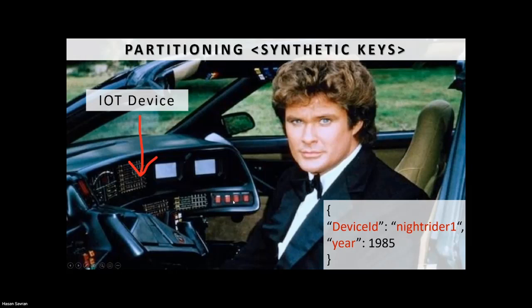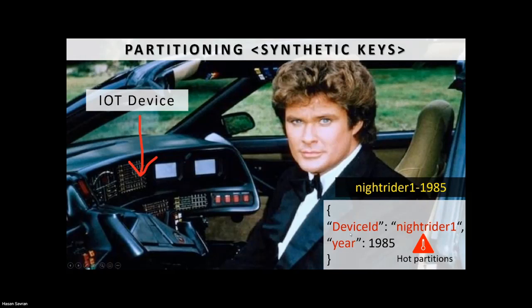Since we have many cars, we can actually try to combine some of this data. Both of them are going to create hot partitions here. So what we can do is create a whole new property and combine them. So we can say that this is the device ID dash the year. So that makes it a little bit better.